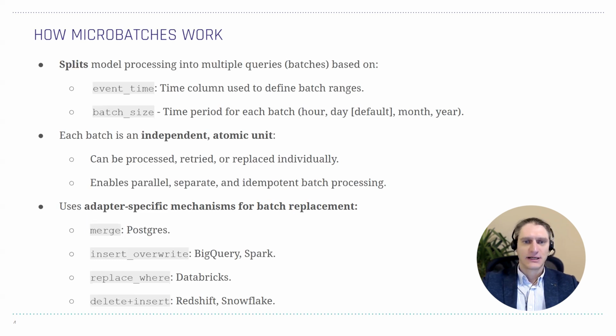These adapter-specific mechanisms ensure that dbt uses the most efficient operation available for handling batch replacements. This flexibility and precision make microbatching a powerful tool for efficiently processing large time series datasets. You can refer to the dbt documentation to learn more about these adapter-specific strategies or mechanisms.